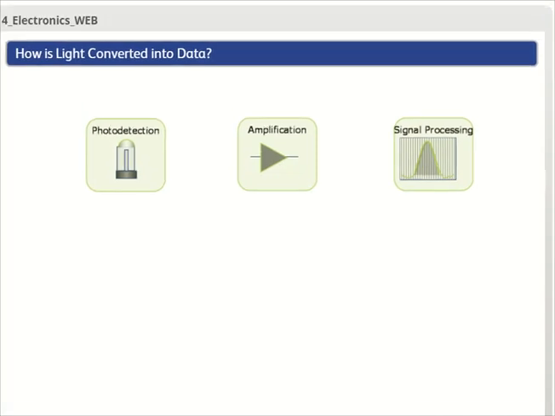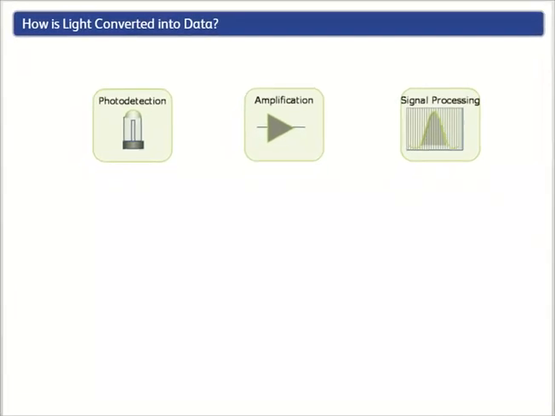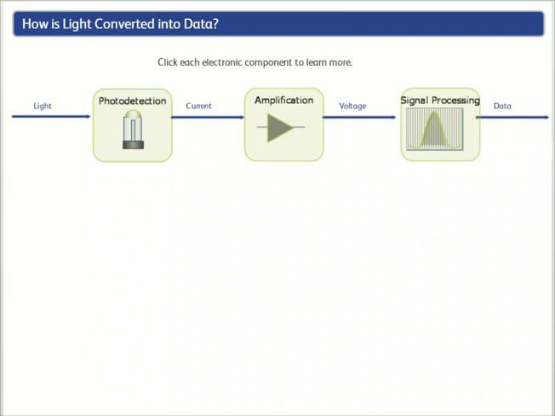To convert light into data, 3 components are needed: photodetectors, amplifiers, and signal processors. These electronic components work in a sequence to convert light into current, current into voltage, and voltage into data that can be further analyzed. Click each electronic component to learn more.